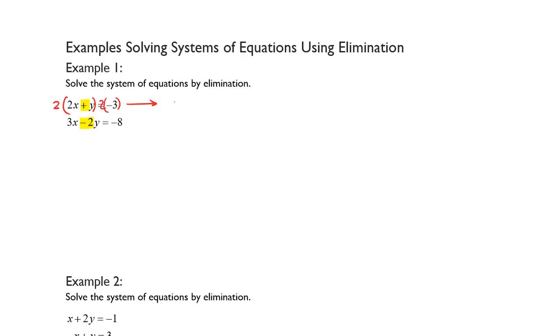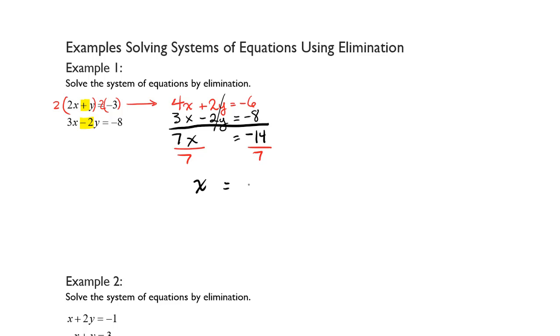That gives me 4x plus 2y equals negative 6. Now I'm going to add these together. The 4x plus 3x will give me 7x. The 2y minus 2y goes to 0. And negative 6 plus negative 8 is going to be negative 14. Now if I divide both sides by 7, I solve for x. X is equal to negative 2. And that is one of the two parts of the solution done.